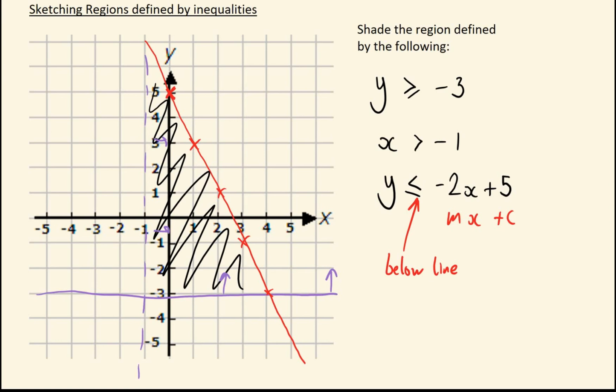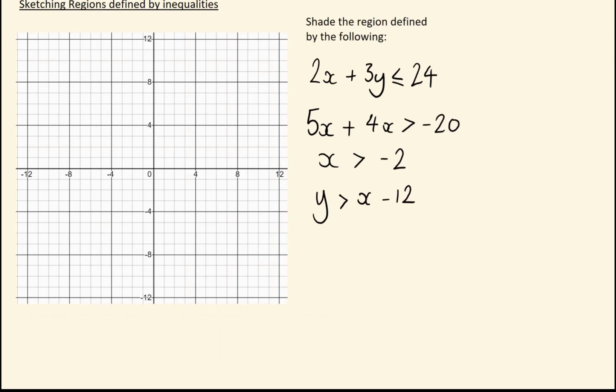Okay, hope that wasn't too bad. One more for a slightly harder question. So let's start with the easiest one. We know x is greater than minus 2. Same as last time, we're going to have a dashed line going through minus 2 in the x coordinates.